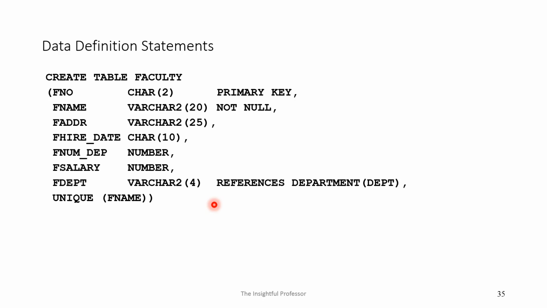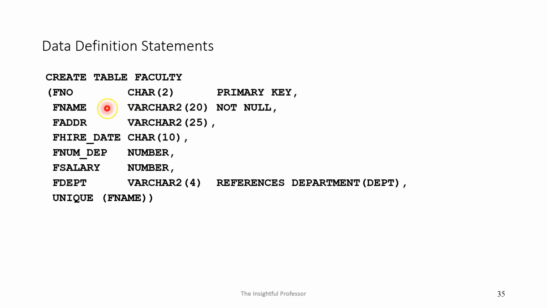The faculty table. Each row in the faculty table represents one faculty member who works at the school. The faculty member is uniquely identified by a faculty number. Each faculty member must have a name. We have an address, the date of hire, the number of dependents, the salary, and then we have a foreign key here that says F department references the primary key of the department table. Remember, the relationship here is each department employs many faculty. A given faculty is employed by one department. So that's why we have the foreign key here to capture that relationship.